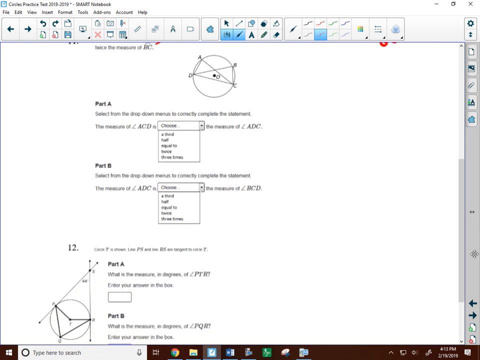11. In circle O, points A, B, C, and D are on the circle. Now, arc AD is congruent to arc BC.